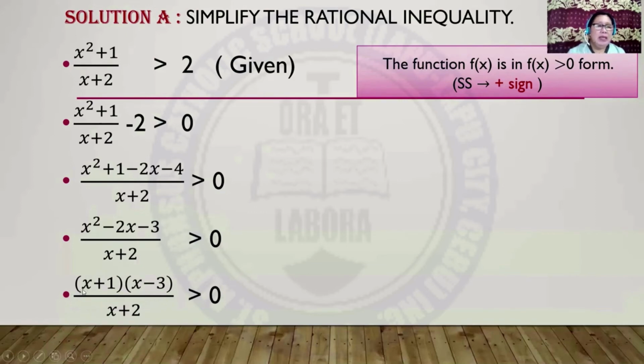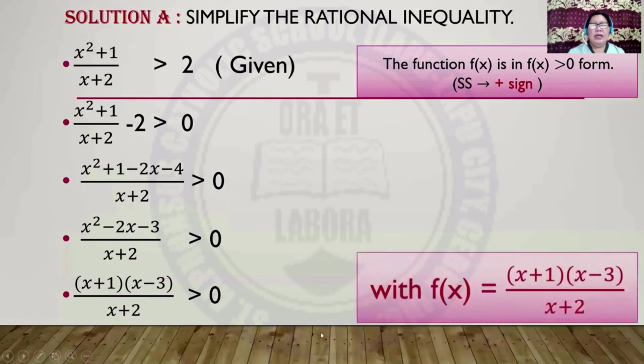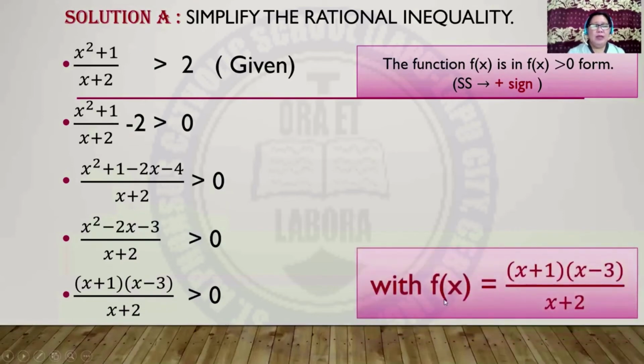So multiplying x times x, x squared, x times negative 3, negative 3, and 1 times x, positive 1, it will give us negative 2x. Positive 1, negative 3 will give us negative 3 over x plus 2. And with this, we can have the f of x form and write this expression. This one.